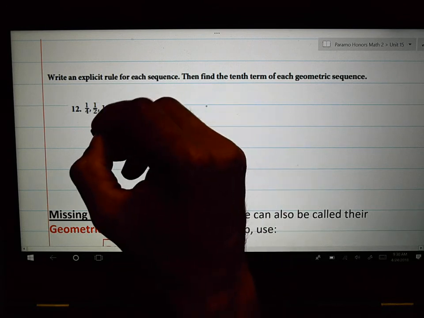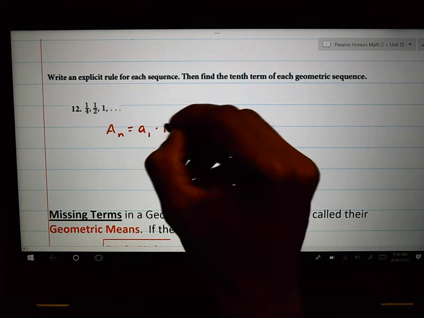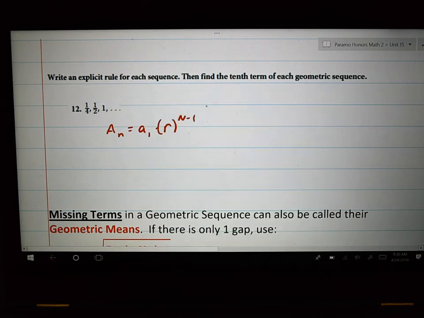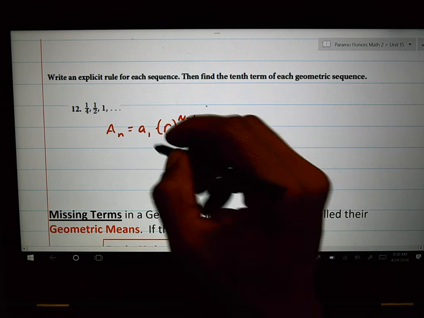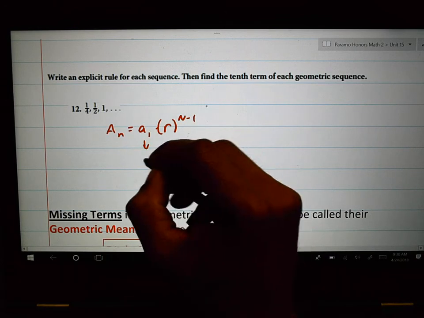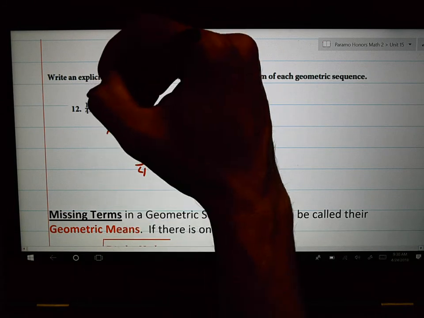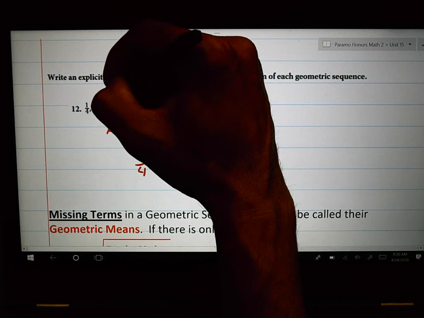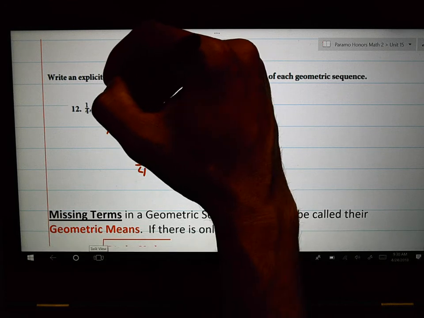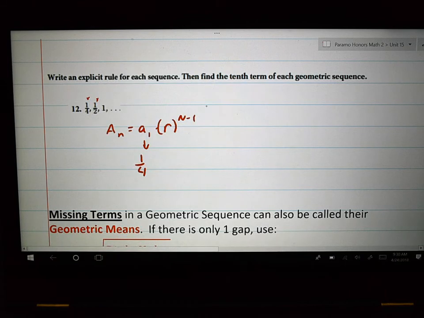So I know that the formula for geometric is A of 1 times whatever my rate is to the N minus 1 power. What is my first term's value in this particular sequence? I hope you know it's 1/4. What are you multiplying by to go from here to here? You're multiplying by something. If you know what you're multiplying by, tell the person you're sitting next to.